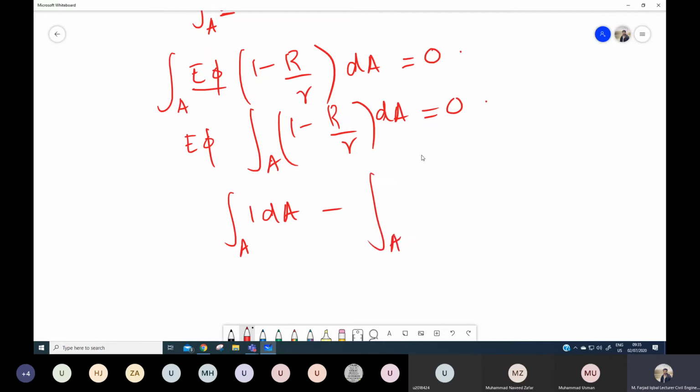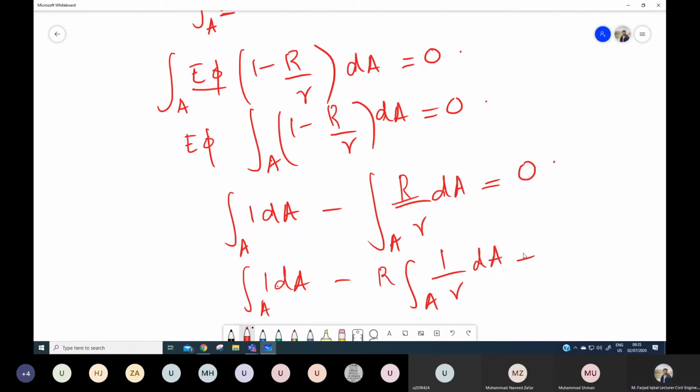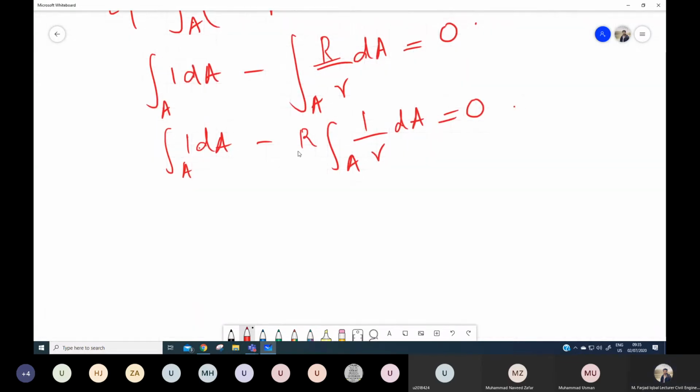and the second integral is capital R over R dA is equal to 0. So this capital R can come out because it will remain constant, or it is one particular distance. So this R integral of 1 over R dA is equal to 0. So this term can go on to the right side. So we'll have, what is this factor? Or what is this integral? Can I say that this integral is A?